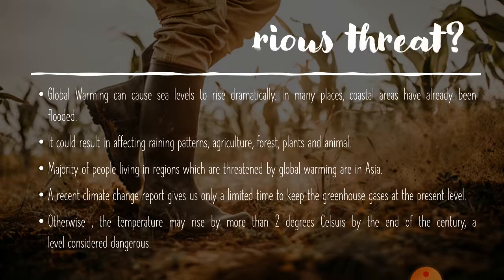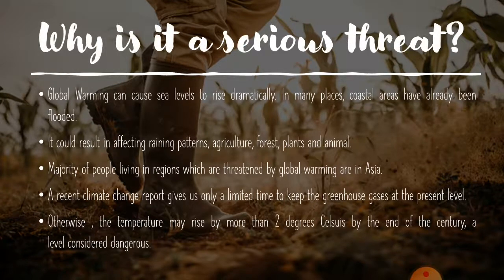And why is it a serious threat? Global warming is a serious threat because it can cause sea levels to rise dramatically, and in many places, coastal areas have been flooded as well. It could affect raining patterns, agriculture, forests, plants, and animals, as well as weathering patterns.